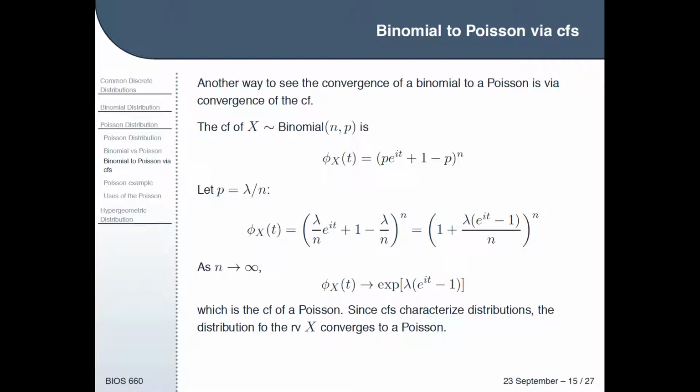And in general, if you can show that for a given sequence of distributions, their characteristic functions converge to the characteristic function of another distribution, that implies that those distributions are converging to whatever distribution that was. So in this case, that says that if n gets large for the binomial distribution and n times p is equal to lambda for large n, then the binomial distribution is converging to the Poisson distribution.